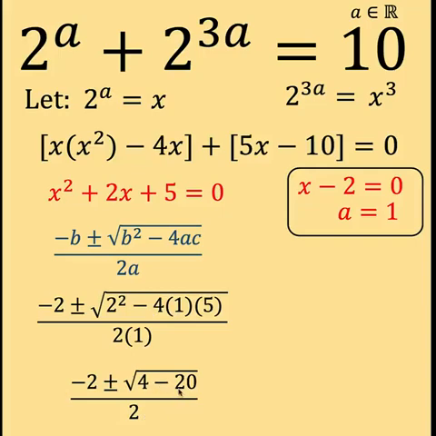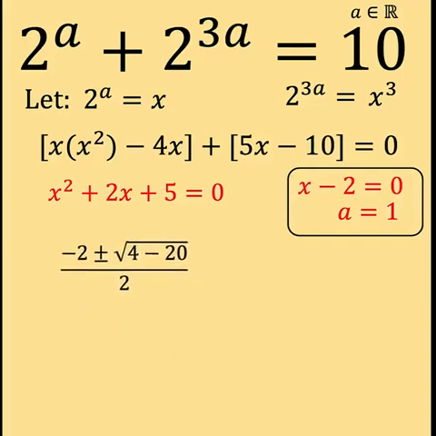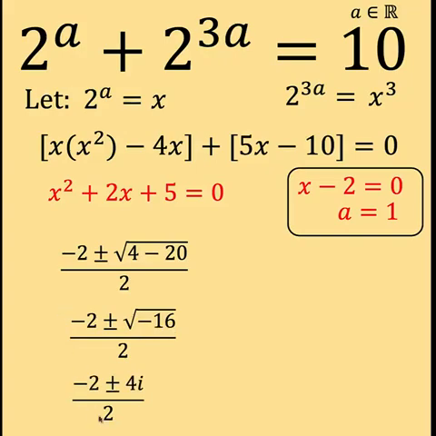4 minus 20 is negative 16, and so we arrive at an imaginary number here. The square root of negative 16 is equal to 4i. Copy all the rest, and simplifying, we have now this result. Negative 2 over 2 is negative 1, plus or minus is copied. 4i divided by 2 is 2i, which is clearly not a real number.